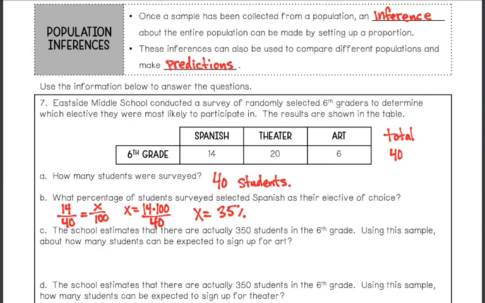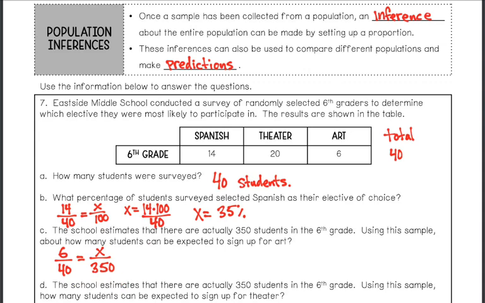I'm going to set up a proportion, but it's going to be 6 here instead of 14. So I go 6 divided by 40 equals x over 350, because we know the total population of students. We're not asking what's the percentage. We're asking how many students actually signed up.